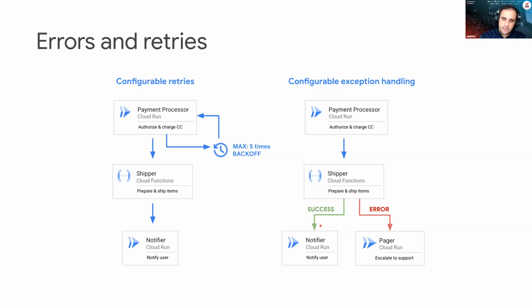It says, okay, I shipped the item. Then you want to get the HTTP success code and route that to a notifier service to let the user know that their item is shipped, right? So you can do that in workflows, or you can look for other HTTP codes that are error related and send it to another service called pager to let the support know that there's something wrong, right? So this kind of branching, usually we do that in code.